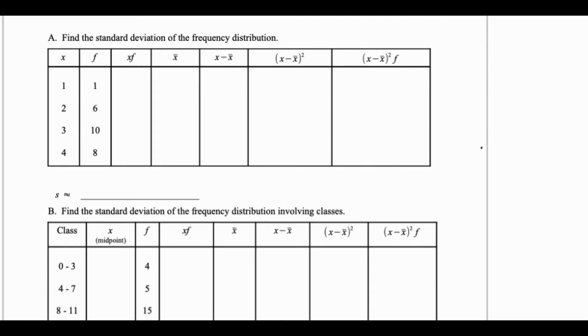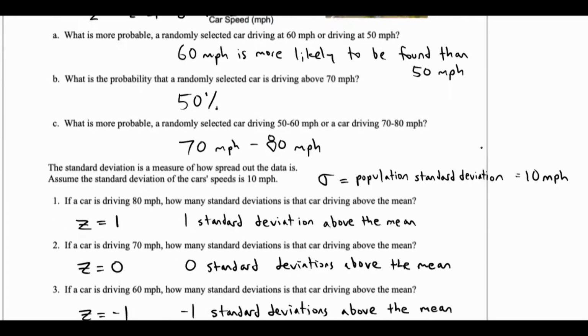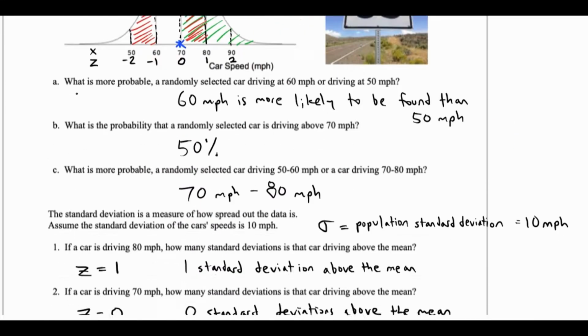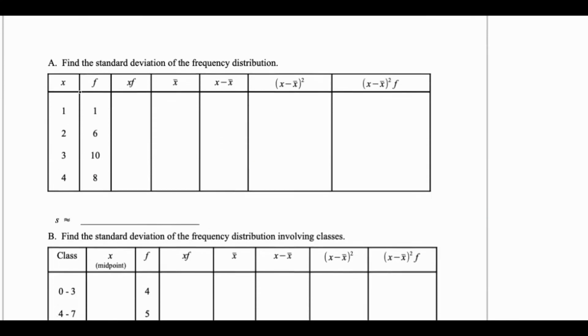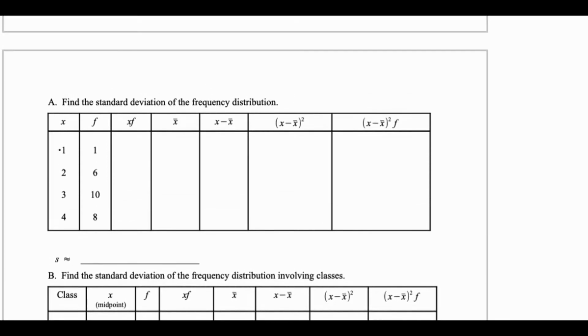This is finding a standard deviation of a frequency distribution. So it's very similar to the one we did above. Now our data is in a frequency distribution. So the actual data they're talking about there would be 1, 2, 2, 2, 2, 2, 2. There would be 6 2s is what they're saying. There would be 10 3s.